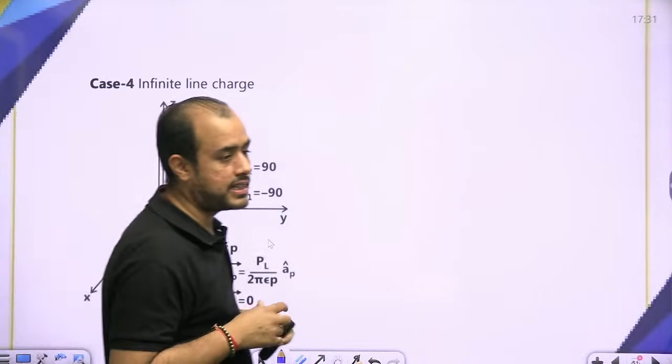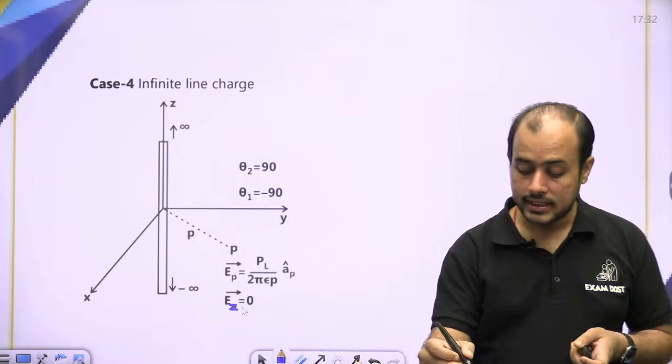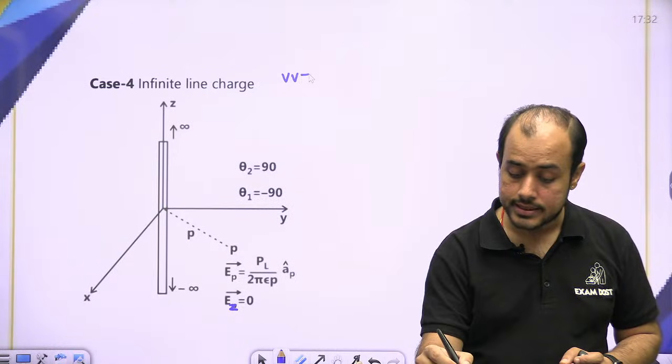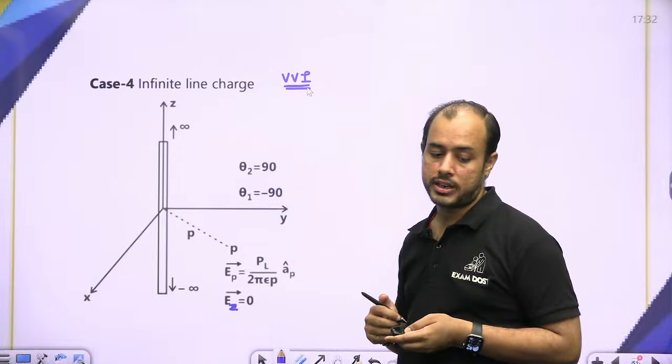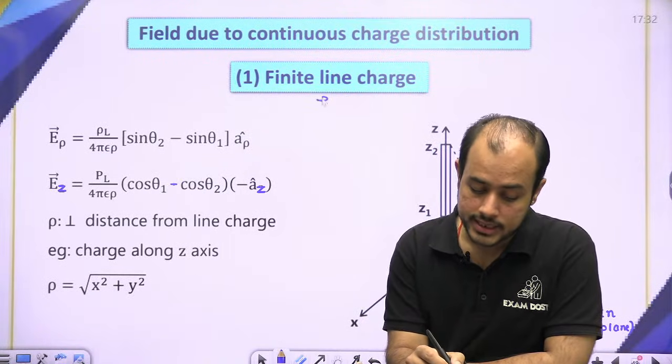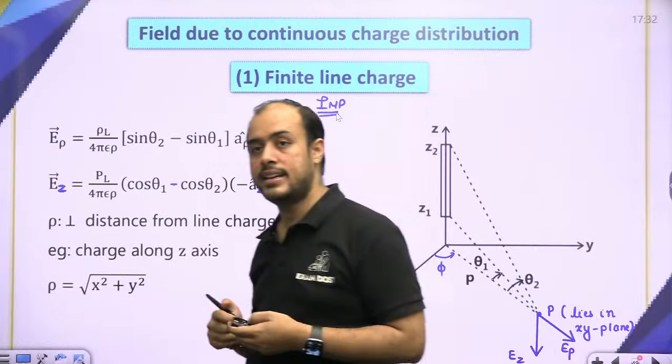In this case beta, the Z component of electric field is 0 and the rho component is rho L by 2 pi epsilon rho. This is very very important. ठीक है? ये वाला important है, तो infinite वाला very very important है. समझ में आई ये केसेस?